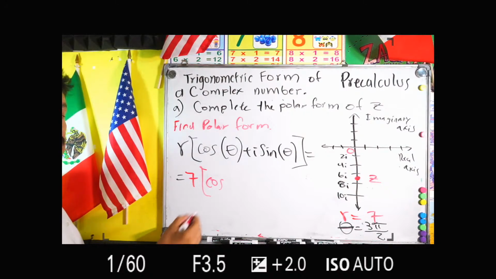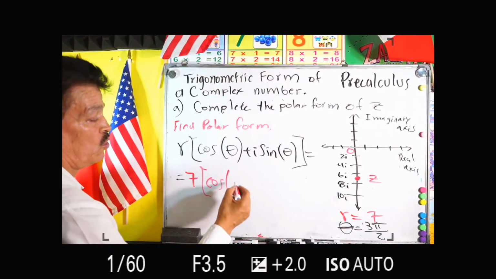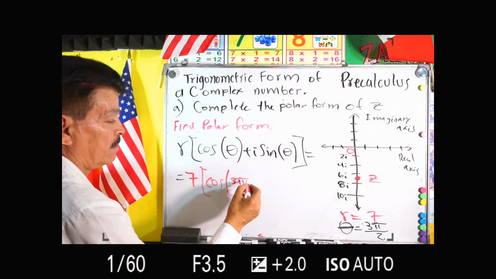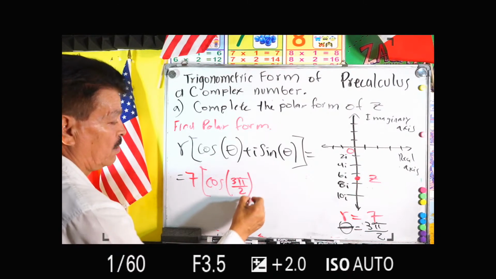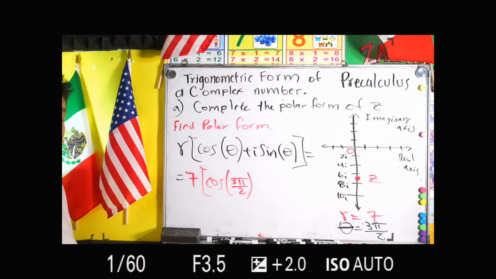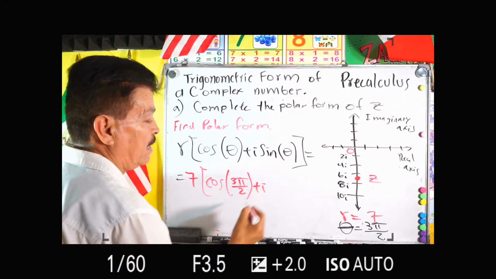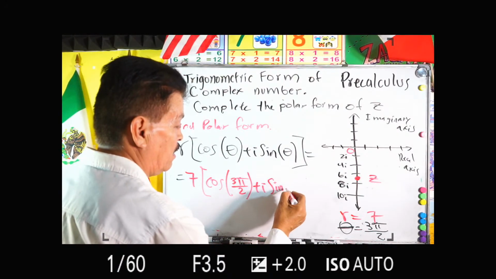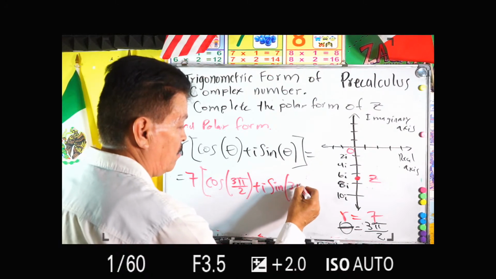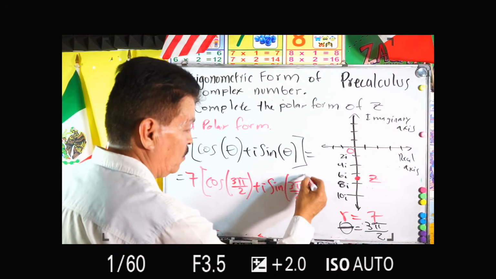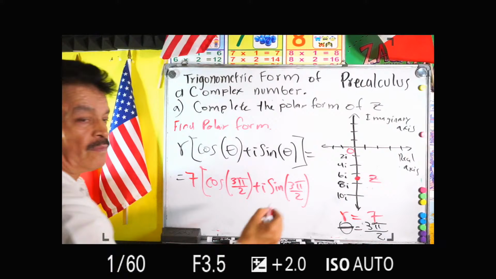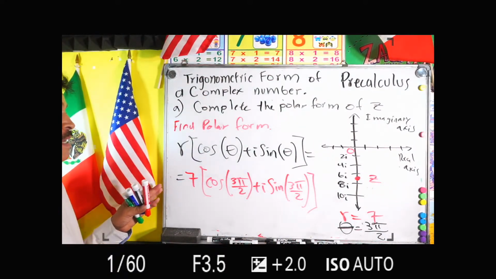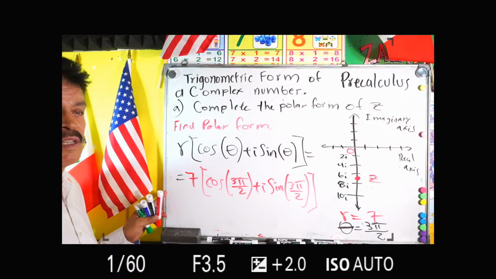Cosine times, remember, the angle. How much is the angle? It is 3 pi divided by 2. So 7 cosine of 3 pi divided by 2 plus imaginary sine of 3 pi divided by 2. So that's it. That's the polar form.